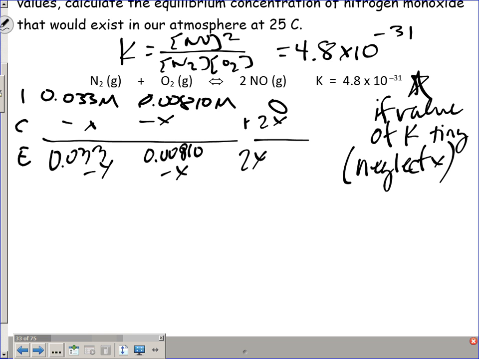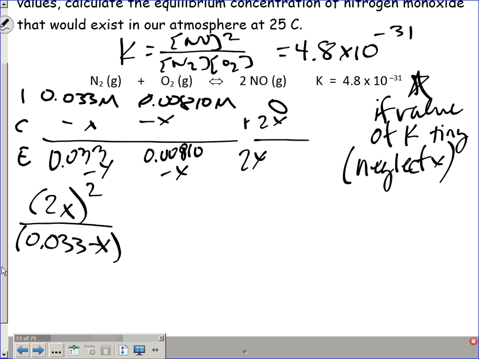So you plug in, right? Plug into our K expression. K expression says nitrogen monoxide, which is 2x squared, plugging values in, over 0.033 minus x, which is the first reactant, and then the second reactant, which is not the same, so it basically means we can't do that square root everything like we did on the last problem.